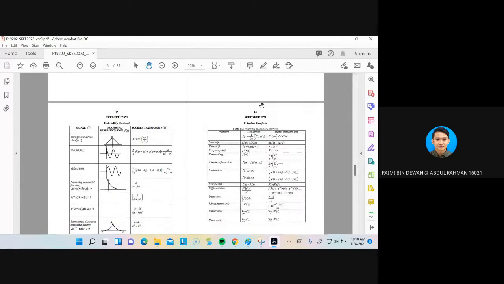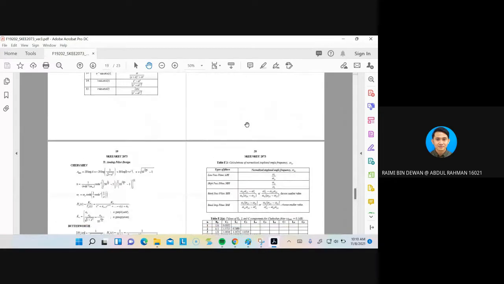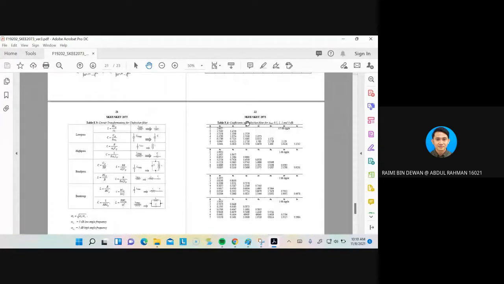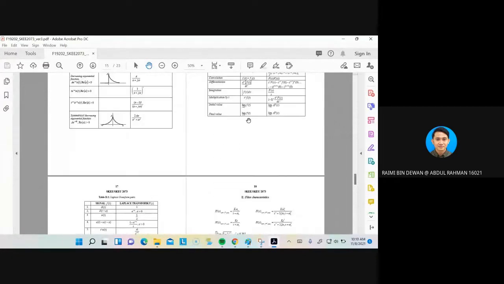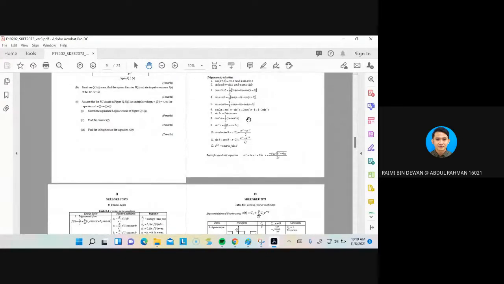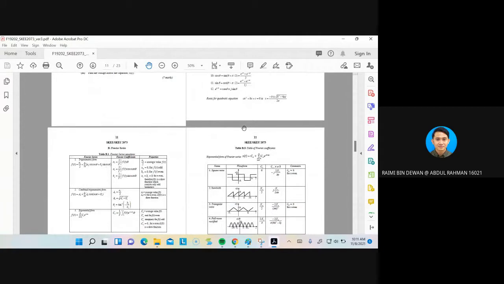Okay, and this one I will provide in the e-learning. I put this appendix in e-learning for you guys. And normally in a test, we will not provide this full appendix. So you guys need to be alert. If we give you this in the test, meaning that you need to use that.